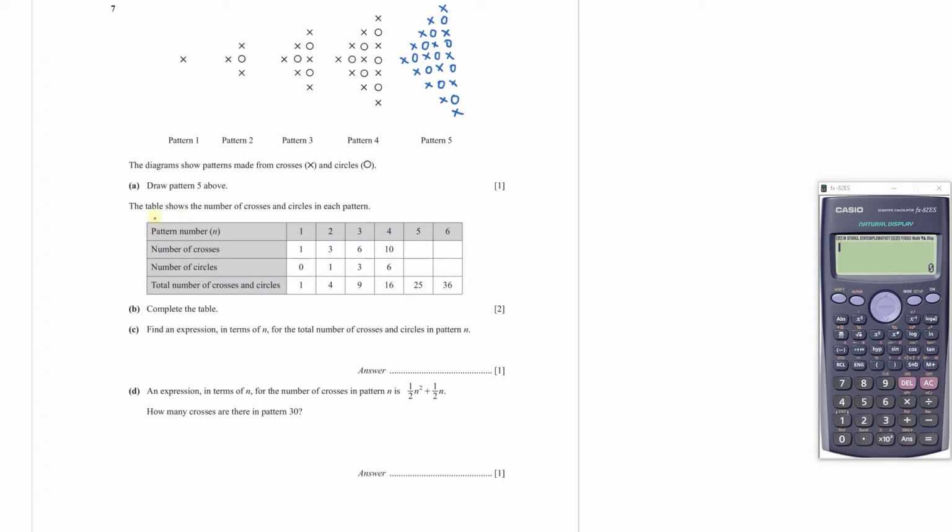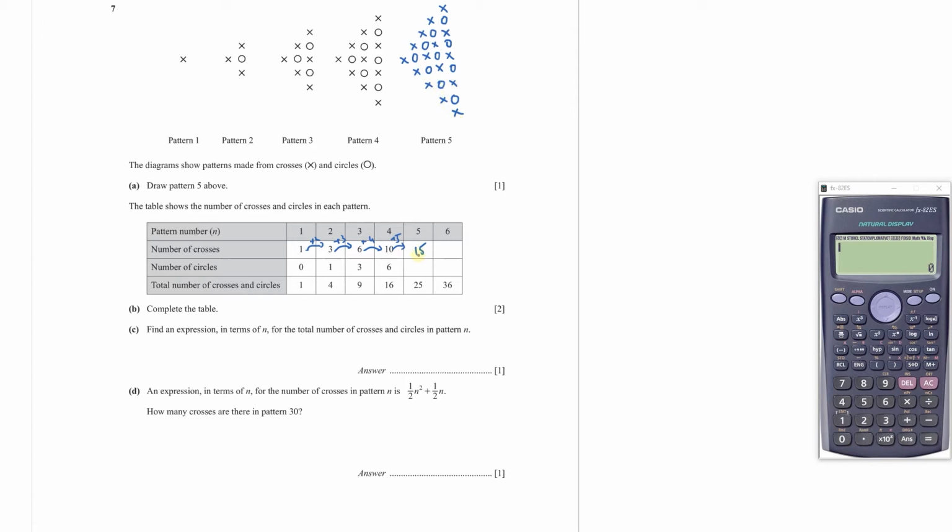The next part: the table shows the number of crosses and circles in each pattern. You have to complete the table, so you have to find the number of crosses and circles in pattern 5. If you look at this, you add 2 here to get the next one, and the next time you add 3. So you added 2, then you add 3, then you add 4 to get 10. That means you will add 5 next to get 15. If it's not clear, you can also count the crosses: 1, 2, 3, 4, 5, 6, 7, 8, 9, 10, 11, 12, 13, 14, and 15.